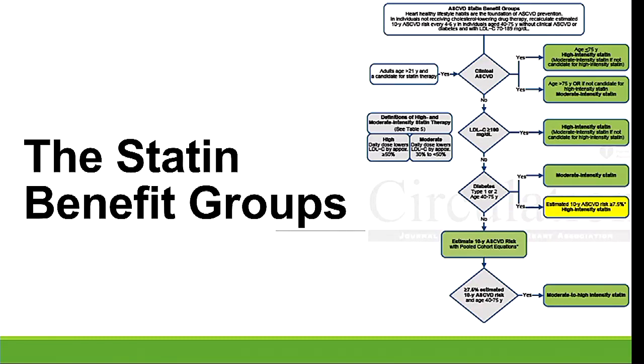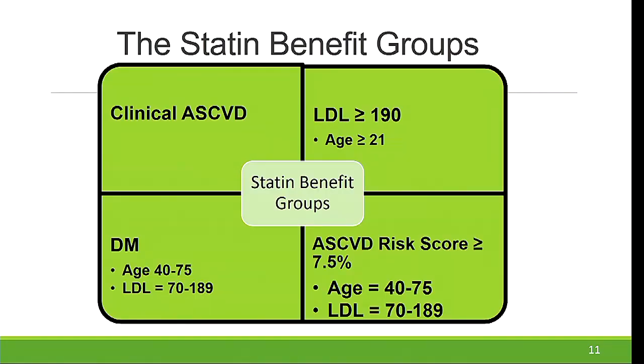But we're going to be walking through it because when you first start looking at guidelines, it can be extremely confusing. And it really helps to know how to think about how to look through a guideline. So here are the 4 benefit groups that we have: clinical ASCVD, LDL over 190, diabetes, and ASCVD risk score over 7.5%. We'll be talking about each of these groups, and then I'm going to have 2 cases for each one. And I guess we'll just get started.